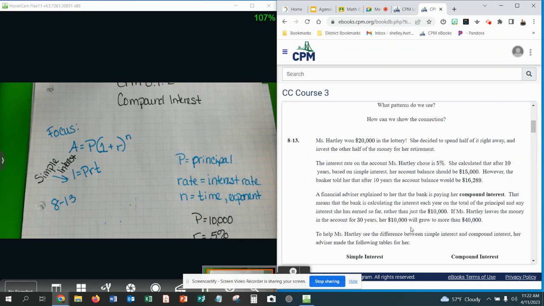Now, we are going to do two things. We're going to compare simple interest and compound interest today. Deal? So the left-hand side is going to be the simple interest account, and then this one is going to be compound interest. We're going to need to make a chart.